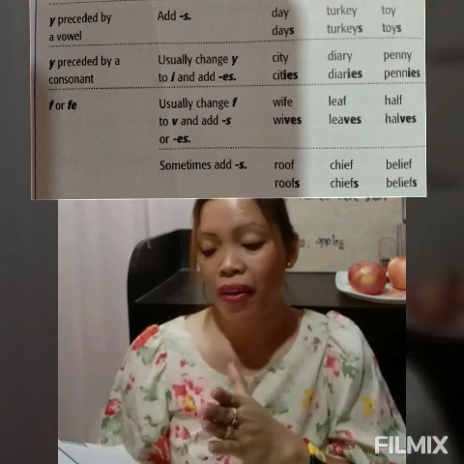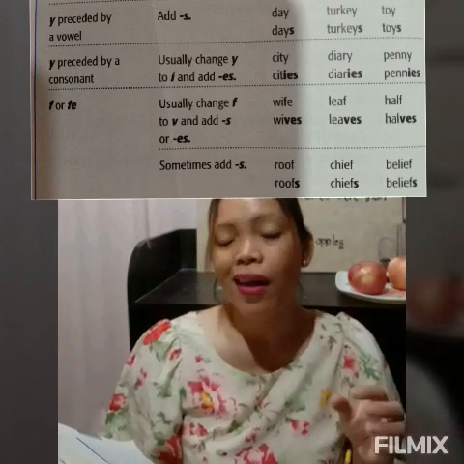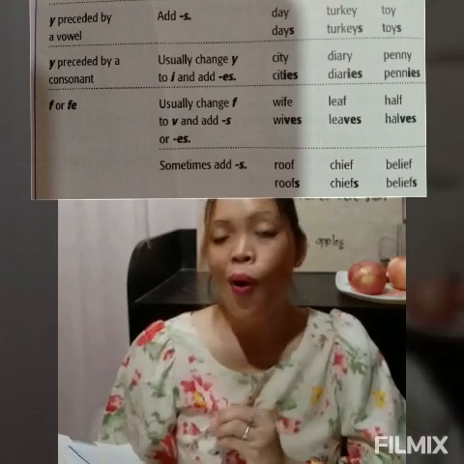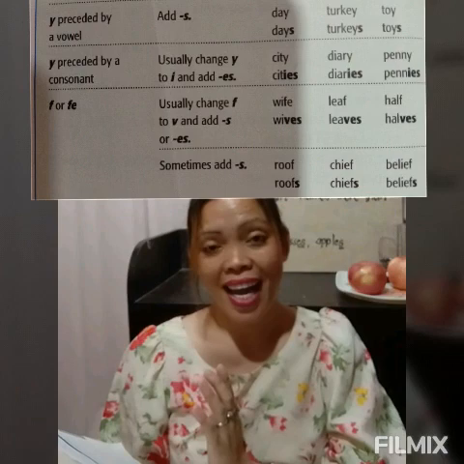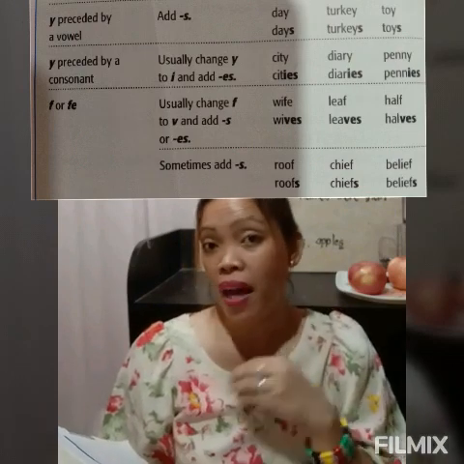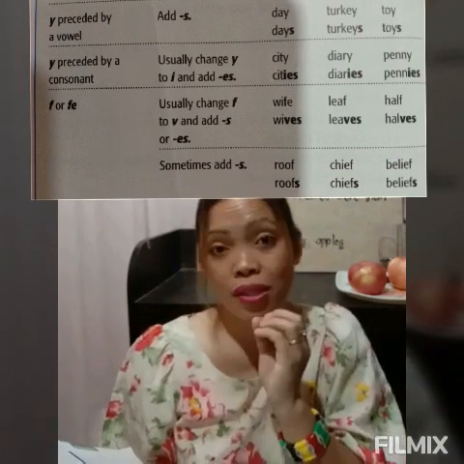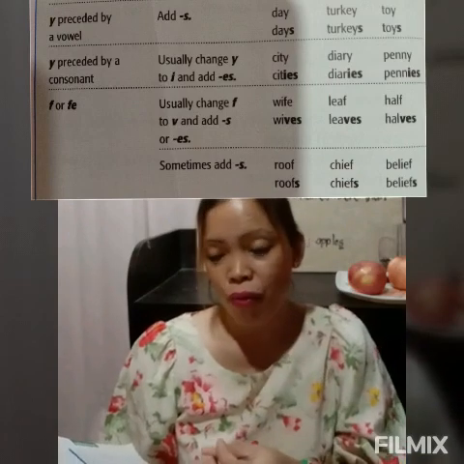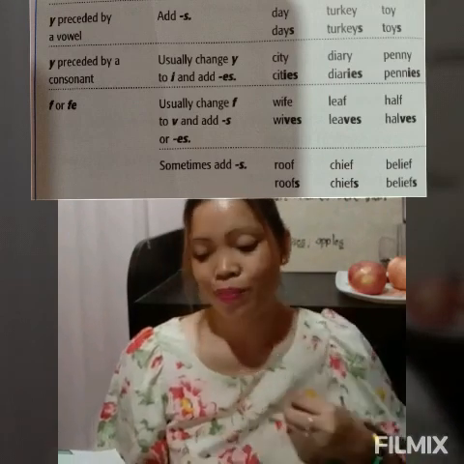We also have turkey. Y there is preceded by a vowel. Add S, turkeys. We have toy, right? Then Y is preceded by a vowel. Before Y, there's a letter O. Then simply add S.